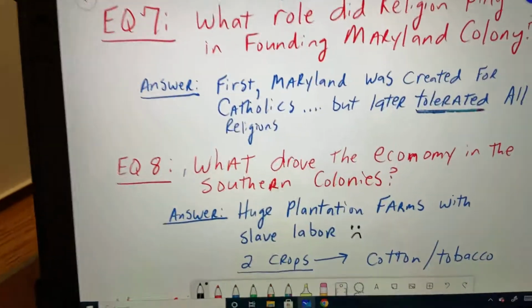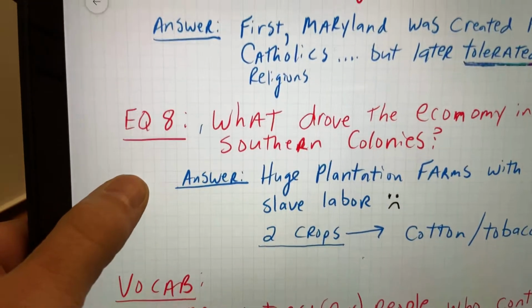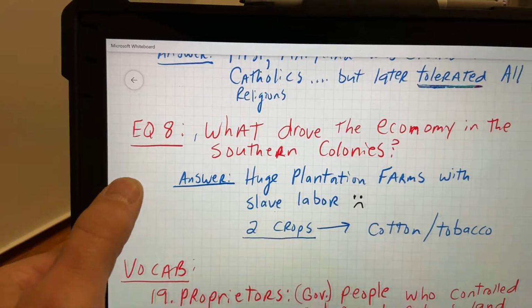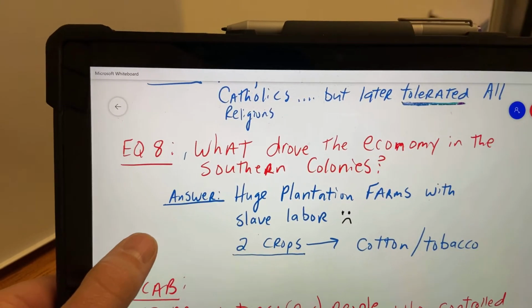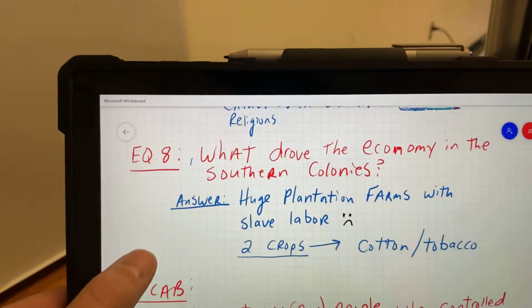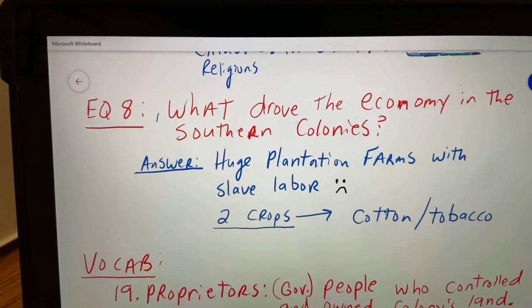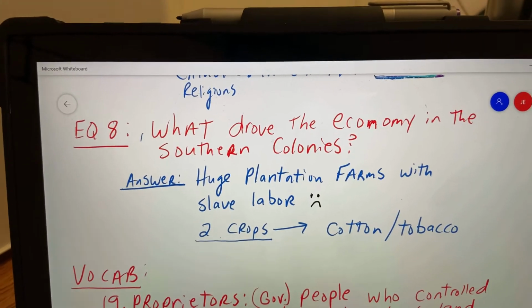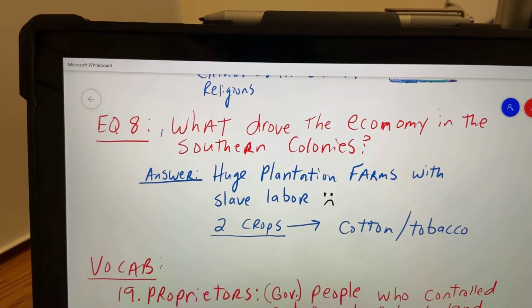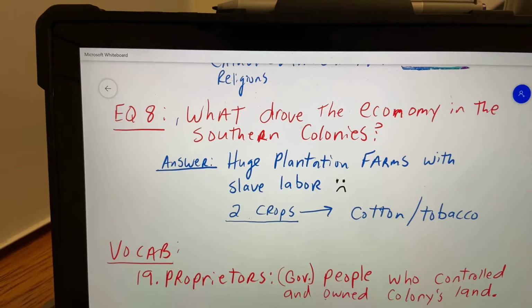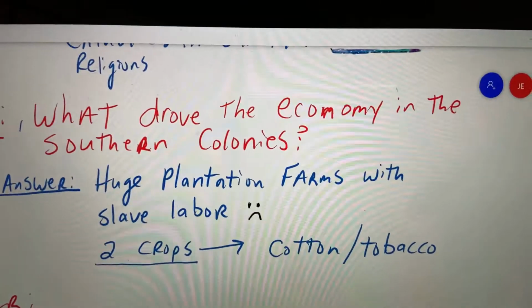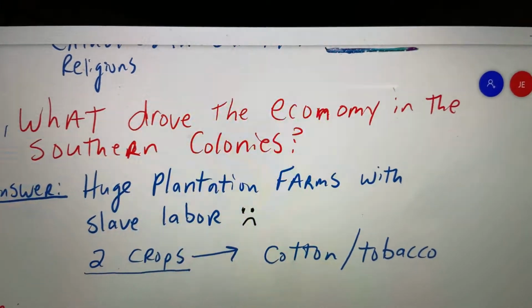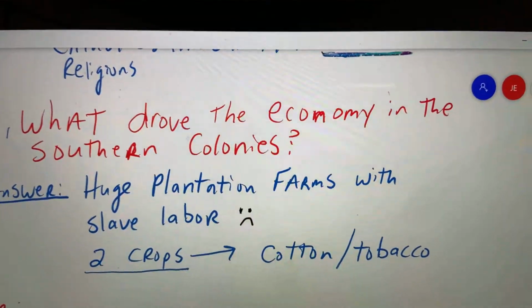Now, there were also colonies in the South besides Virginia, other colonies in the South, North Carolina, South Carolina. They weren't as religious based. They, of course, were more like Jamestown, dealing with money. But EQ number 8 says, well, what drove the economy in the southern colonies? What made the money for these southern colonies like Virginia, North Carolina, South Carolina? Well, it's pretty simple. Huge plantation farms drove the economy.